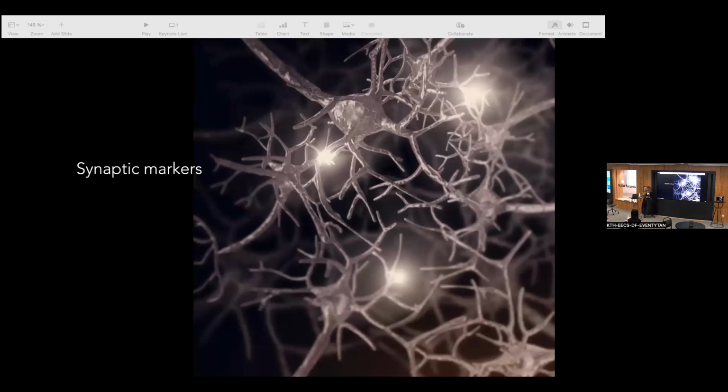So changing the subject a little bit again, another thing that we are currently working on is synaptic markers, because this is another way of measuring brain connectivity, and it sort of completes the whole picture for us.